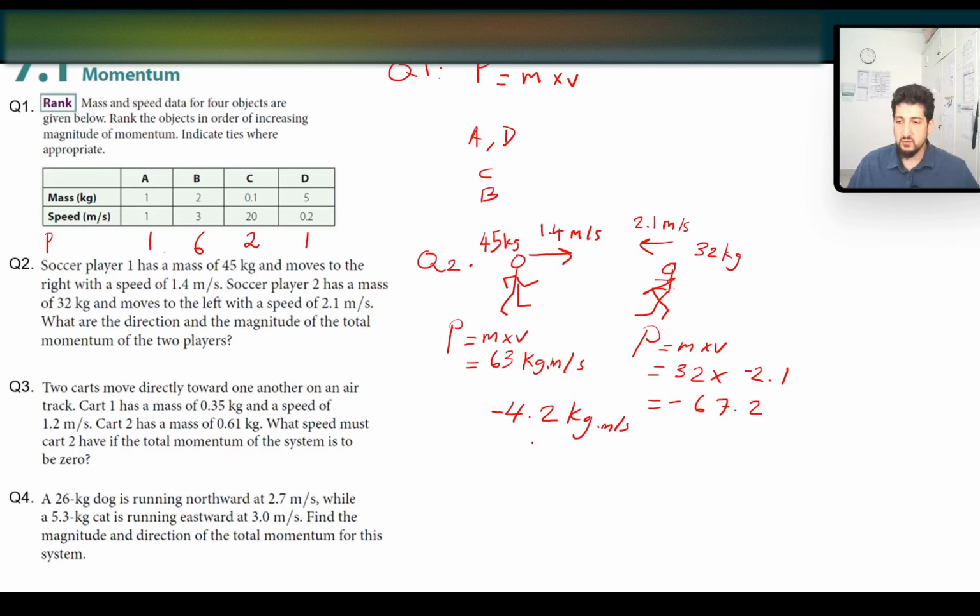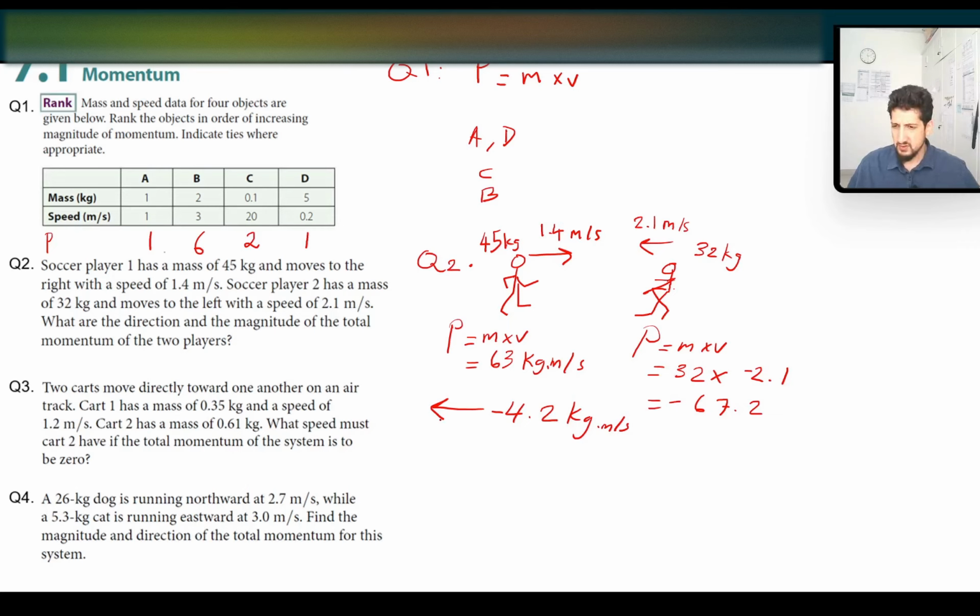So this is negative 4.2, and it's headed this way. Because it's negative, I don't actually have to say it's this way, but if I had positive, I would say it's to the left. So the answer is 4.2 kg·m/s to the left, or negative 4.2 kg·m/s. As long as you show here that to the left is negative, it'll be fine.